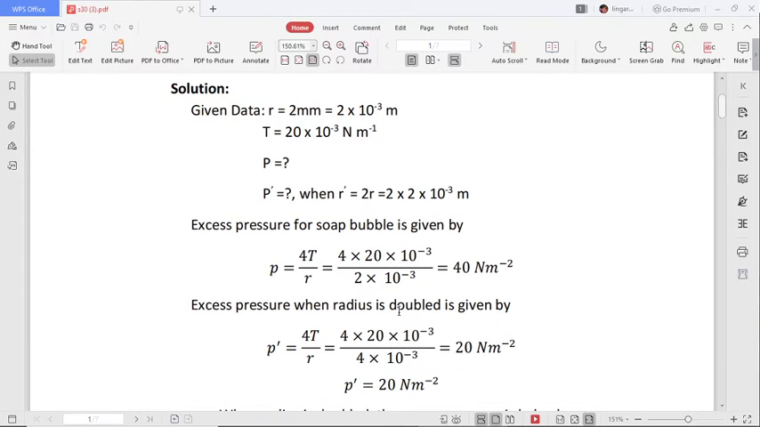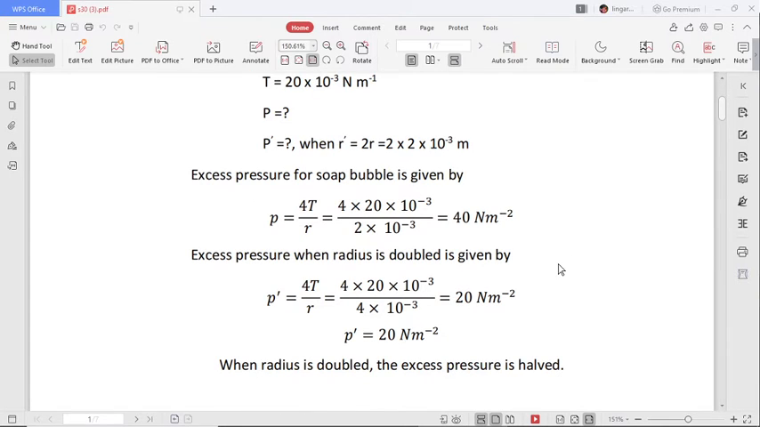Now, come to the required formula. Pressure is equal to 4T by R, that is 4 into 20 into 10 to the power minus 3, divided by 2 into 10 to the power minus 3. Simplifying all of these, we are getting 40 Newton per meter square.